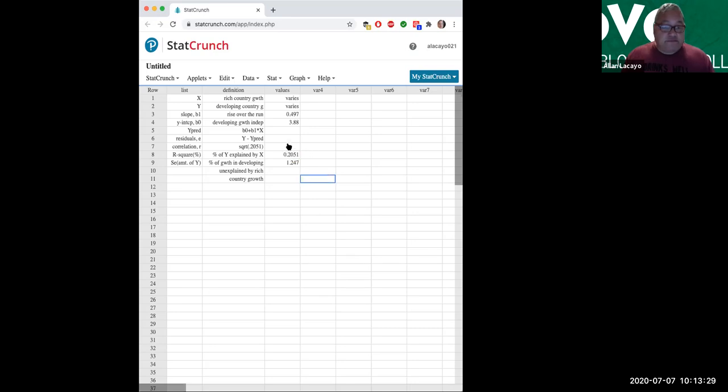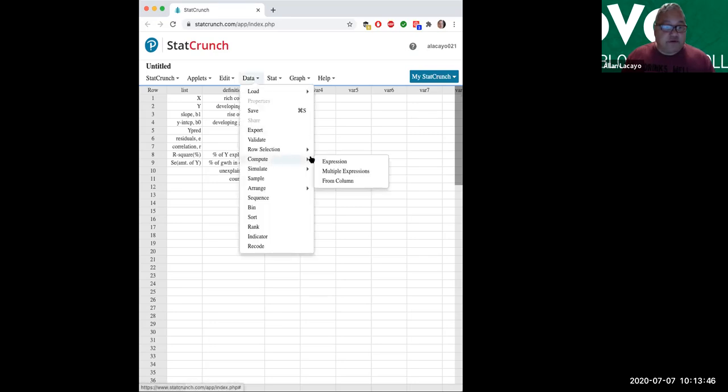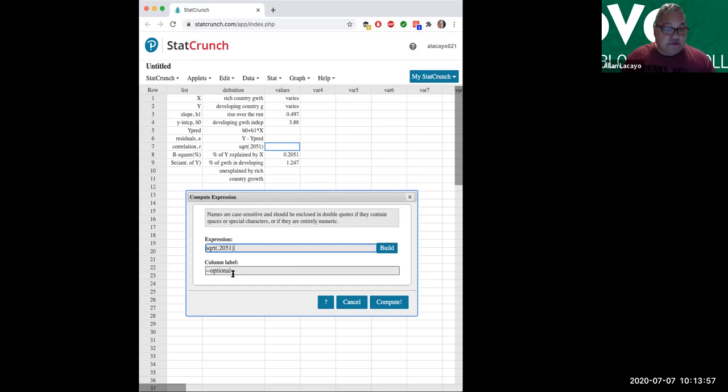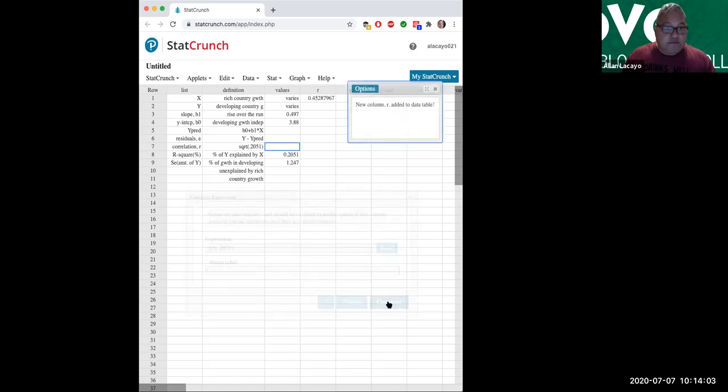And to get this, we take the square root of 0.2051. So how do we find the correlation coefficient? We can go data, compute, expression, and then we just type SQRT of 0.2051. That's how you tell the software to calculate the square root of a number, and we're going to call that R and compute. And notice how that is 0.4529. So 0.4529.